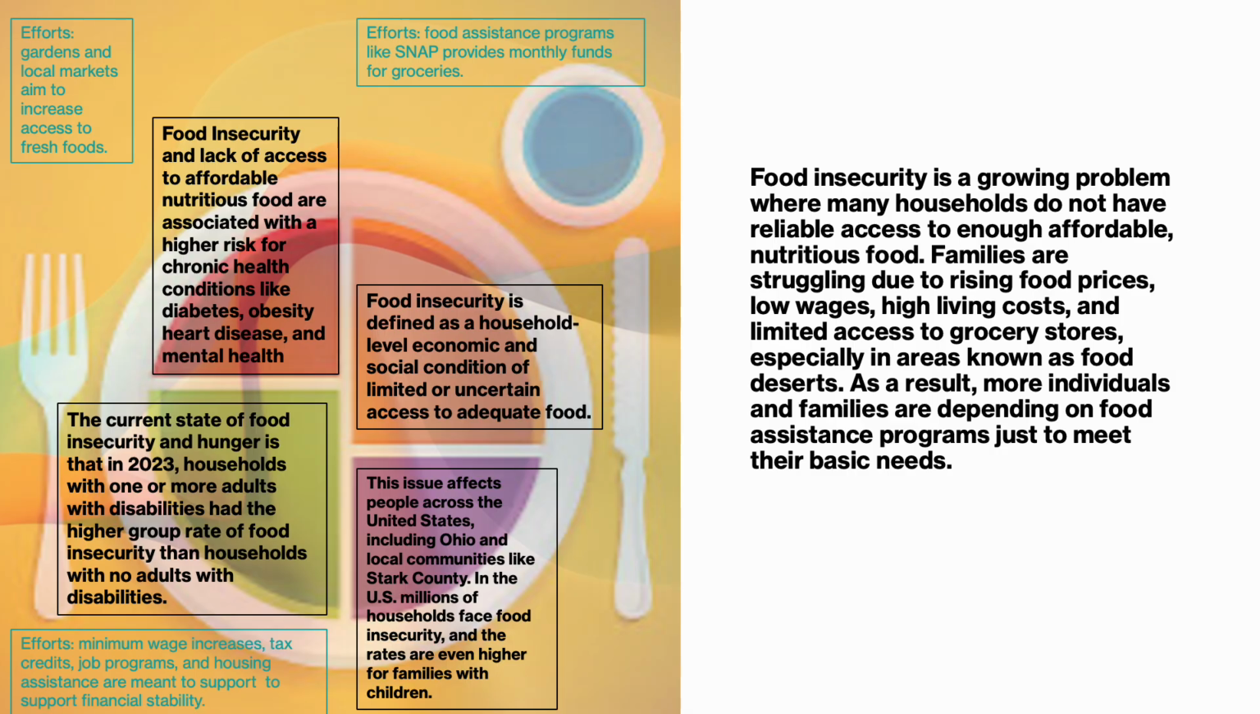Here are some efforts to fix this problem. Food assistance programs like SNAP provide monthly funds for groceries. Gardens and local markets aim to increase access to fresh foods. Minimum wage increases, tax credits, job programs, and housing assistance are all meant to support financial stability.